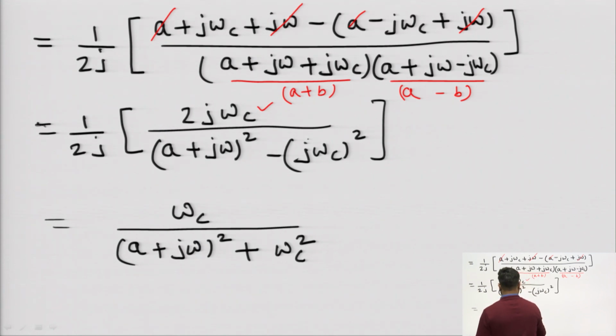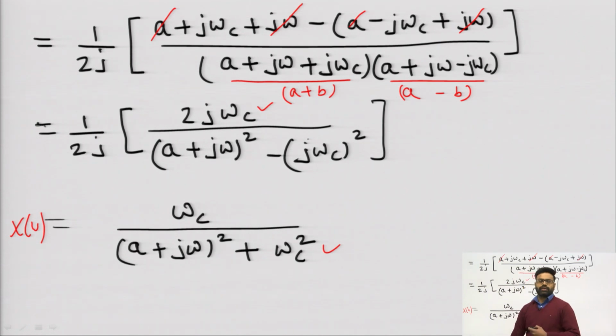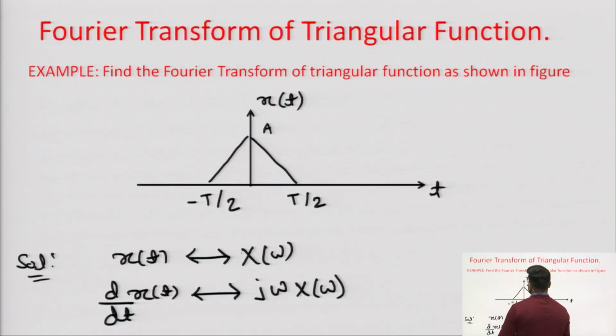So, we will get omega c upon (a plus j omega) whole square plus omega c square. This will be the Fourier transform x of omega for a damped sinusoid signal. So, this is how we can find out the Fourier transform of any damped sinusoid signal. Next is the Fourier transform of the triangular function.